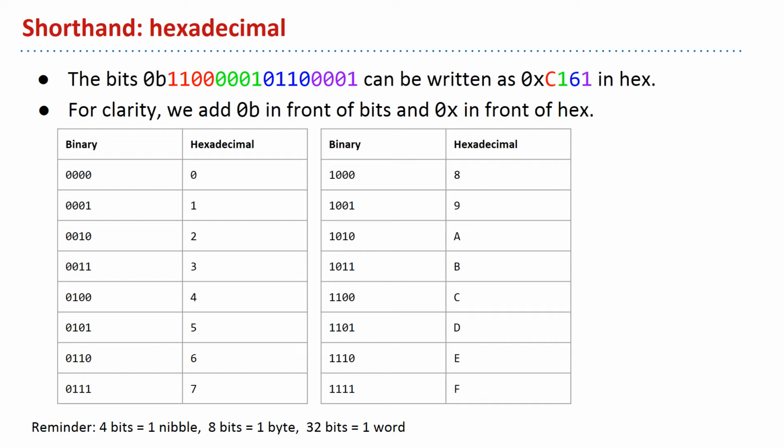And just for clarity, we're going to write 0b in front of anything that's in binary. So these are bits. And anything that's hex, we're going to put a 0x in front of. This is just so that if I give you a number like 11, you want to know, is that 11 in binary or is that 11 in hexadecimal? We're going to use the 0b and the 0x to just make it very, very clear.